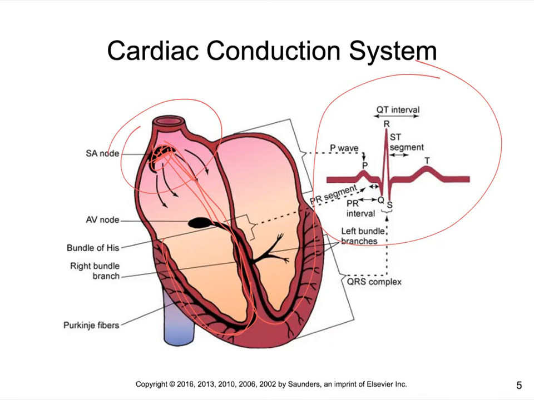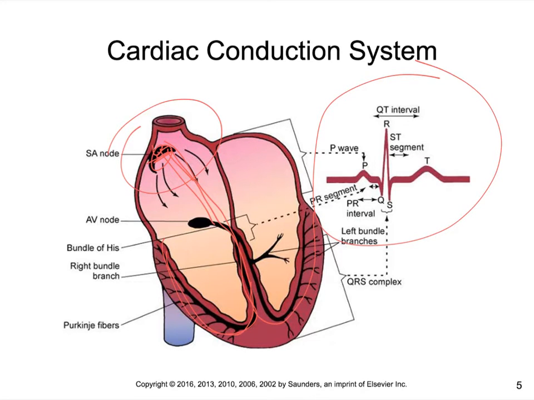And basically, an EKG is our ability to attach leads to a patient's chest and, through the magic of a machine, represent the electrical activity of the heart on a piece of special paper. We must have electrical activity in order to have the mechanical ability of the heart to contract. So we have to have the conductivity first, and then the mechanical ability of the heart to pump the blood through.